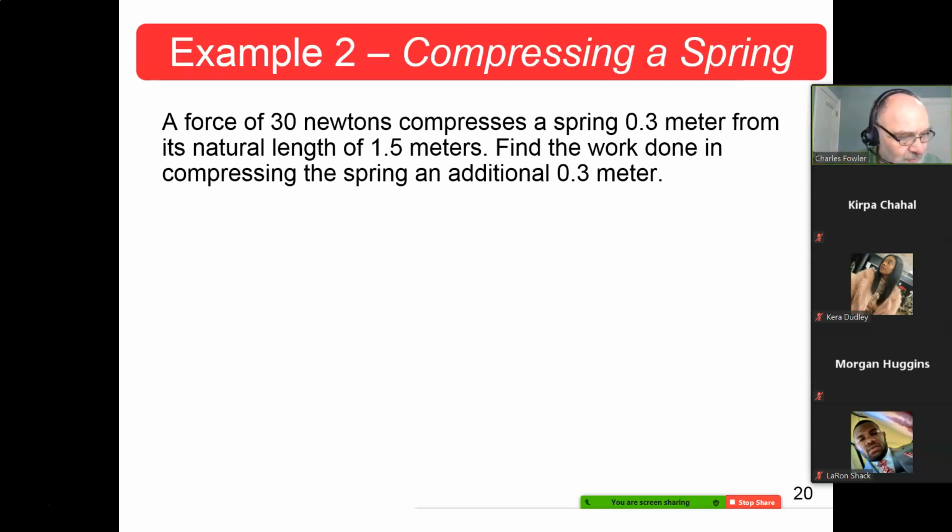Here's example 2. We already did example 1 back on constant force. Here's example 2. A force of 30 newtons, and this, by the way, let me move my things around a little bit.